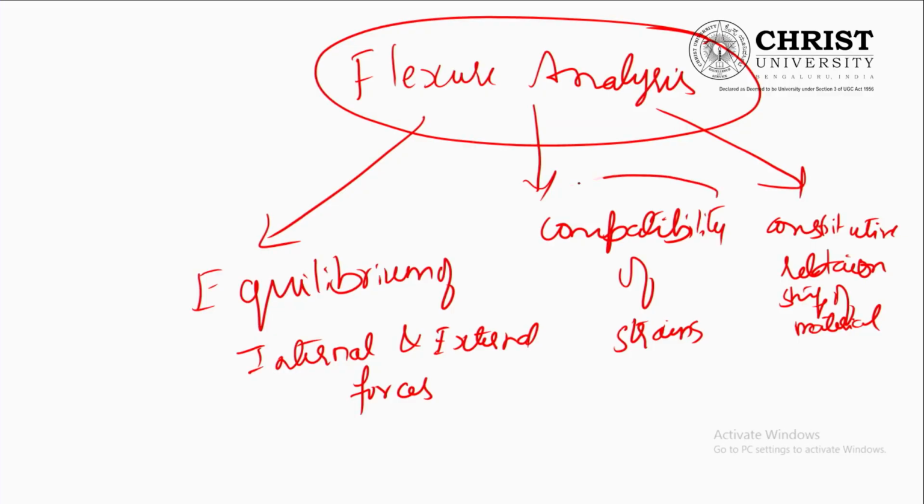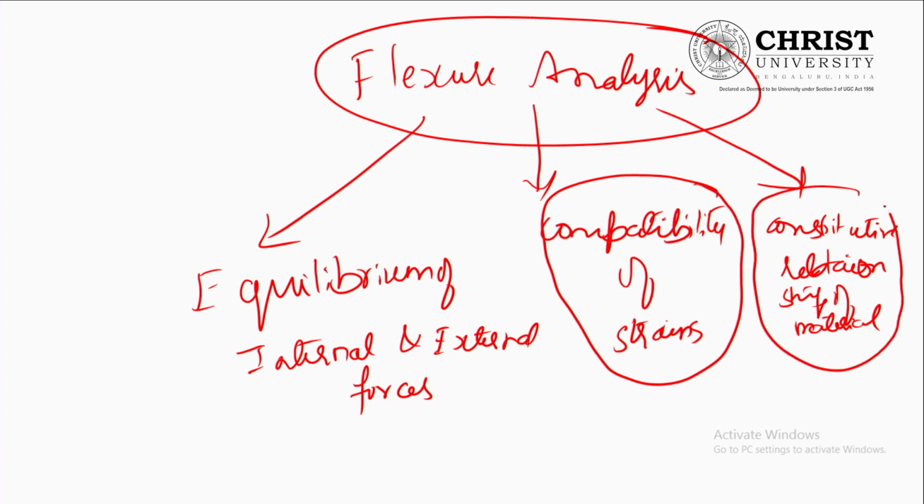But in analysis of shear, we are going to ignore, or not consider, two parameters, that is, compatibility of strains and the constitutive relationship of materials. We are going to consider only equilibrium of internal and external forces. In shear, the material strengths we consider are all ultimate strengths.